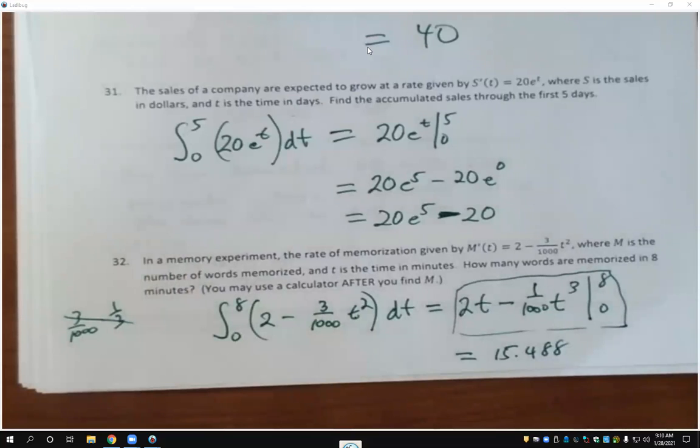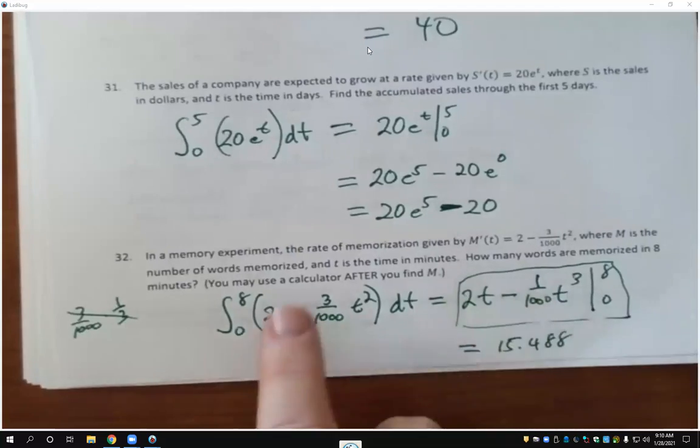Do I have any questions on setting up the integrals, antiderivatives, or actually using the fundamental theorem of calculus? Can you show how to put that one in the calculator, please?